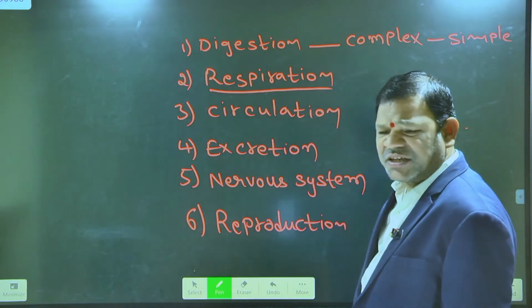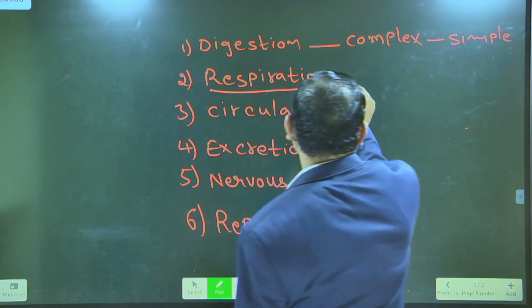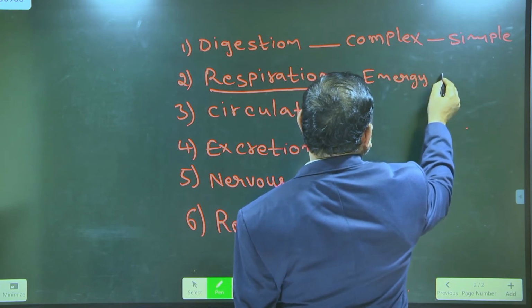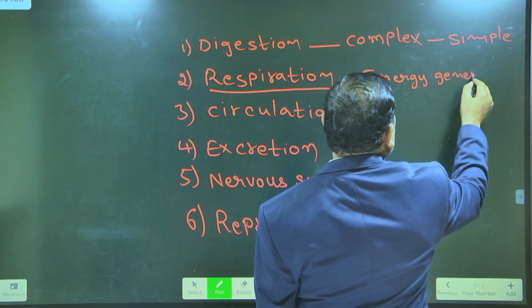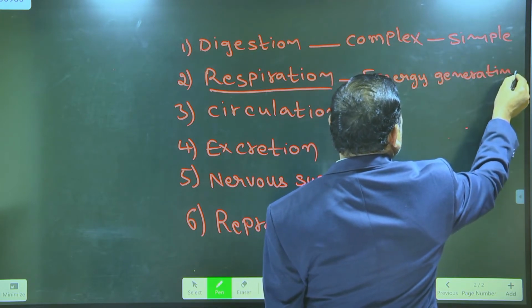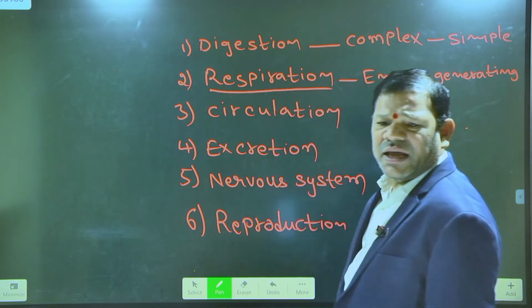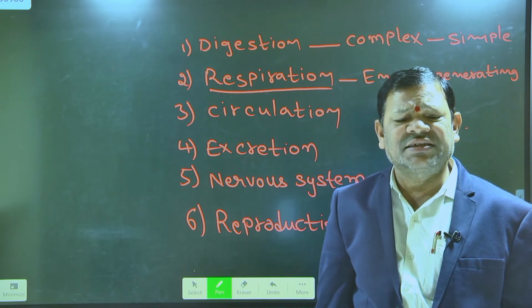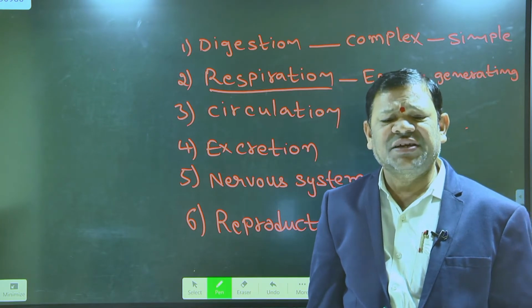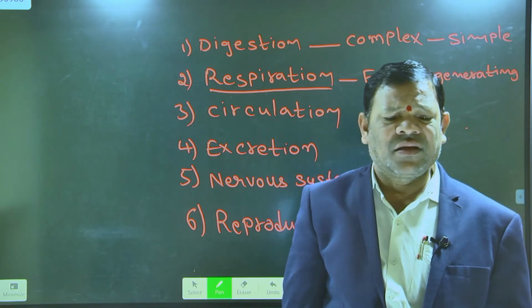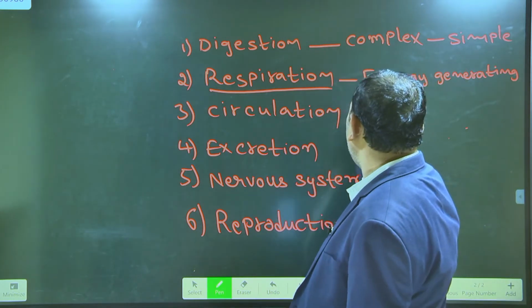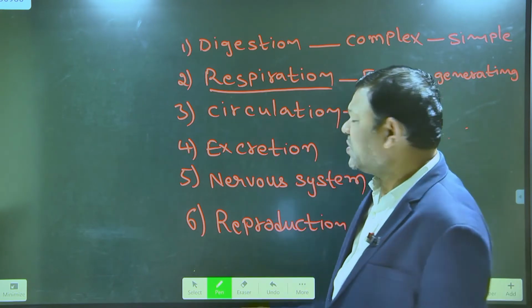Second one is respiration. Respiration is an important life process, an energy generating system through the respiratory system. So which system is the energy generating system? Respiration is the energy generating system. So that's why respiration is an important life process. What is the respiratory organ? Lungs are the respiratory organ.